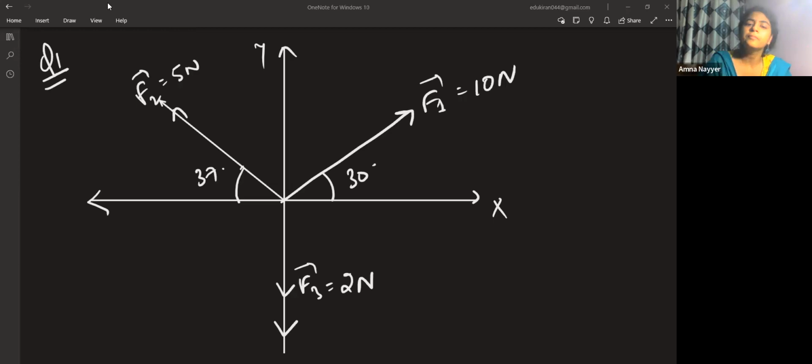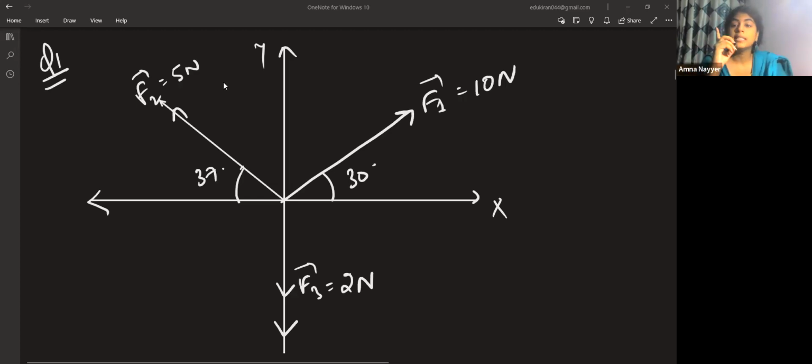No, right. F3 is already along the y-axis. So why do you need to resolve it? F1 is along the XY plane. That's why we have to resolve the vectors. We have to find its component along the X and Y axis, right?